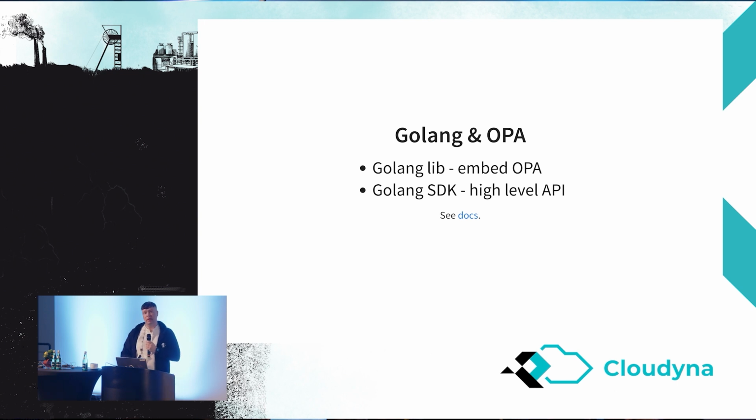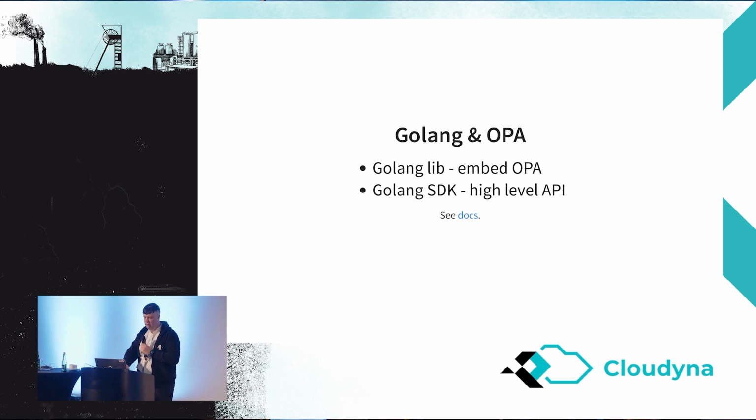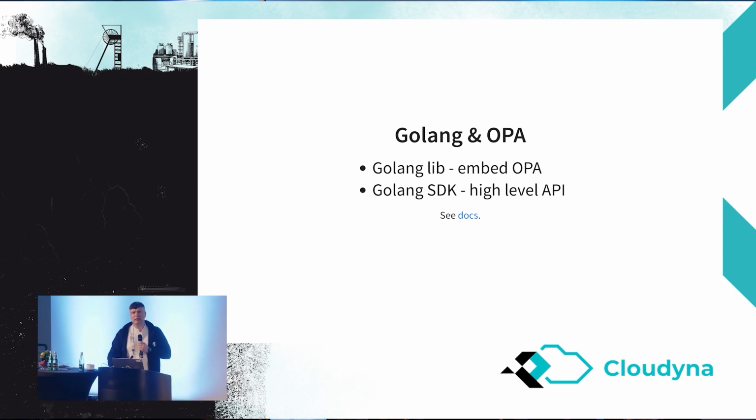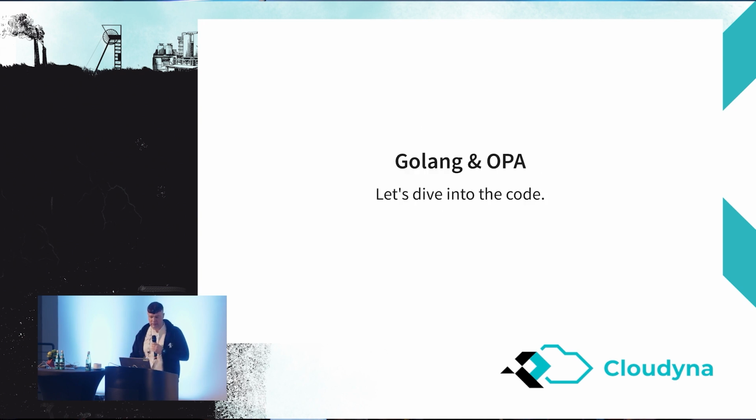And there are 2 options regarding Golang. The first one is a library, quite low level, but then you can really use it inside your program. The second one is a high-level SDK that lets you run the OPA agent and modify its behavior. In our case, we are using Golang as a library, and I want to show you how easy it is to write the code against the API.